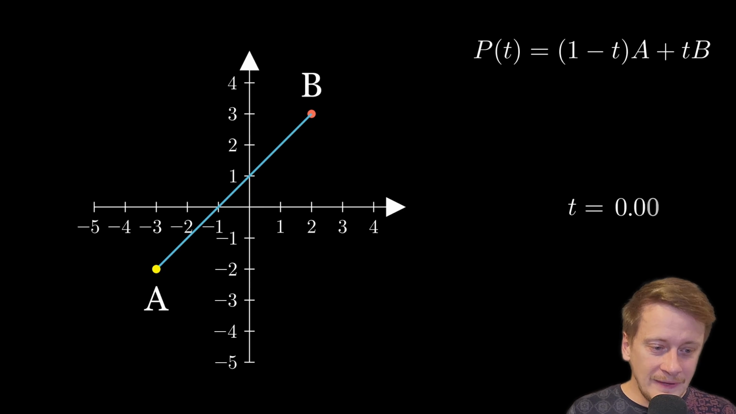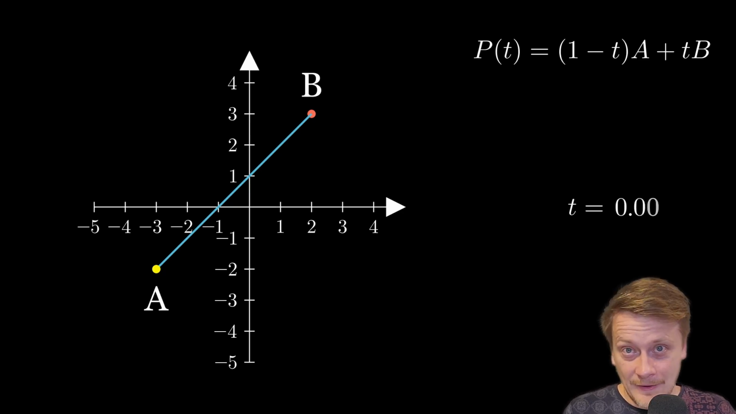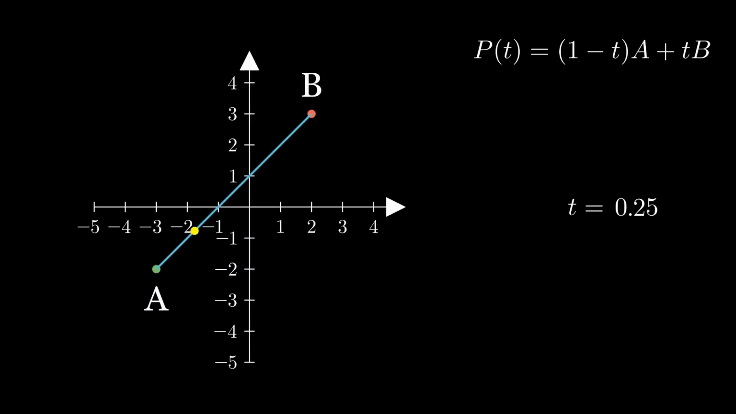If you use 0, we have 1 minus 0, which is 1, times a, plus 0 times b. It means that our point on the line at time 0 is equal to point A, because 1 times A is A and 0 times B is nothing. In the same manner, if I choose 1, I have 1 minus 1, which is 0, times A, which erases the A, plus 1 times B. My point at time 1 is equal to B. It makes sense, right? So we are starting from 0, or A, and coming to B, which is 1.